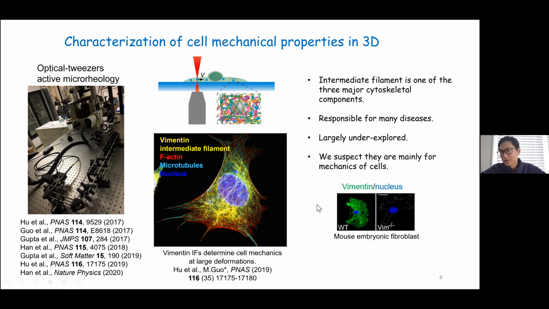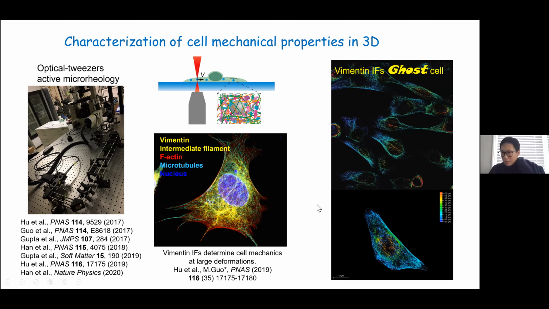But at this point, I was still not very happy about it, because even if you have a cell pair with vimentin and the other without, it's still not a pure system. You still have a lot of other things in the cells. So it's very hard to compare, I still believe. So we actually created a somewhat interesting system that we call the intermediate filament ghost cell, or enriched cytoskeleton.